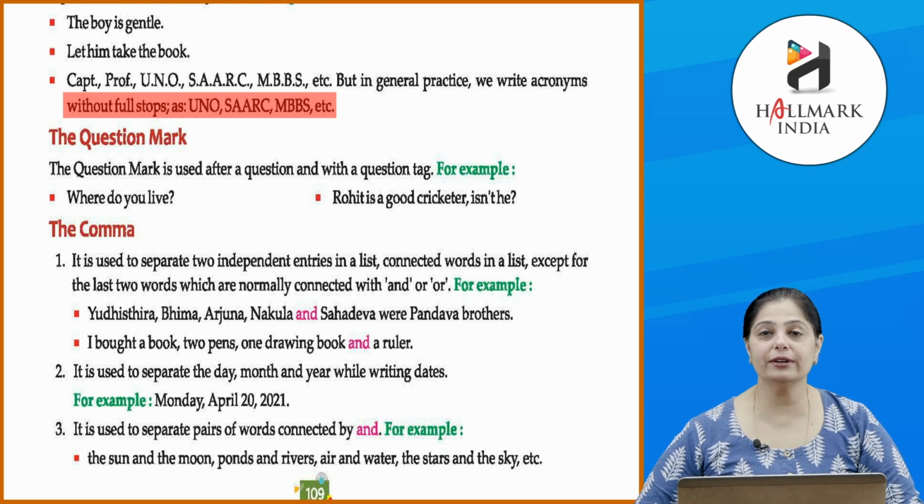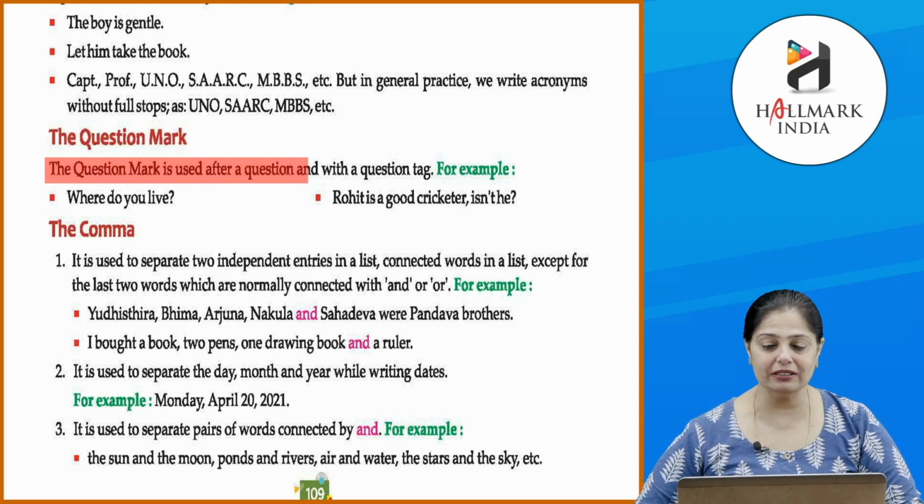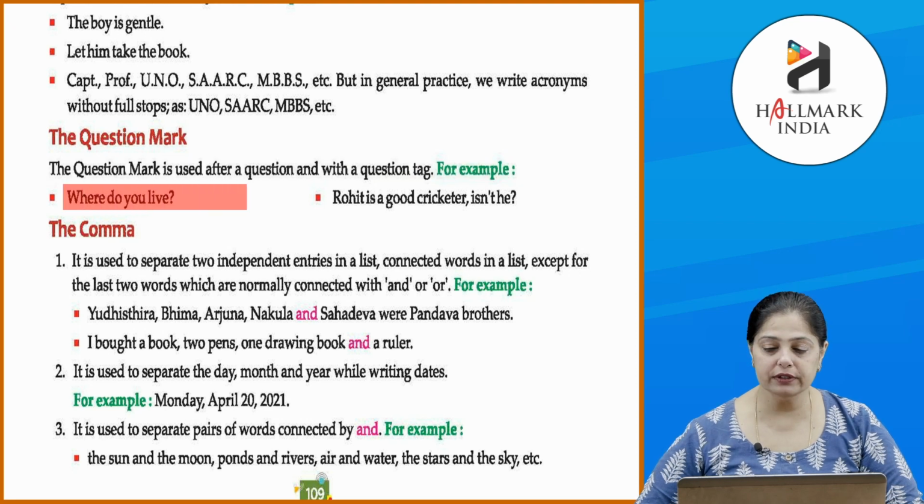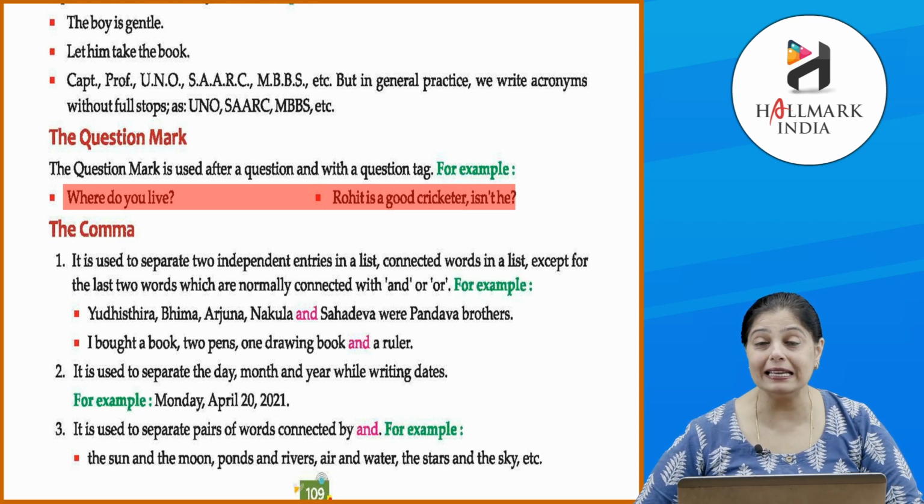ओके. नाउ लेट्स लुक एट द क्वेश्चन मार्क. द क्वेश्चन मार्क इज यूज्ड आफ्टर अ क्वेश्चन and with a question tag. For example, where do you live? Rohit is a good cricketer, isn't he? ओके. सो यहाँ पे क्वेश्चन मार्क आएगा. और आपने देखा यहाँ पे रोहित इज़ अ गुड क्रिकेटर एक स्टेटमेंट है, उसके बाद में हम रिकन्फर्म करने के लिए पूछ रहे इजंट ही. तो वो दो सेंटेंसेस के हमने सेपरेट किससे किया है, कॉमा से किया है. ओके. और एंड किया है विद अ क्वेश्चन मार्क.